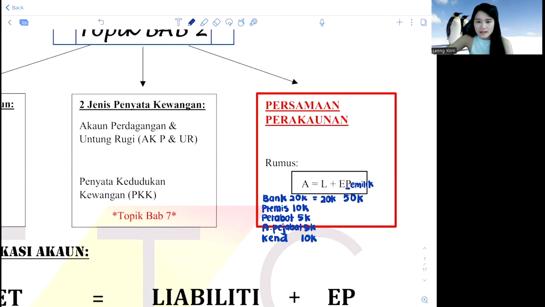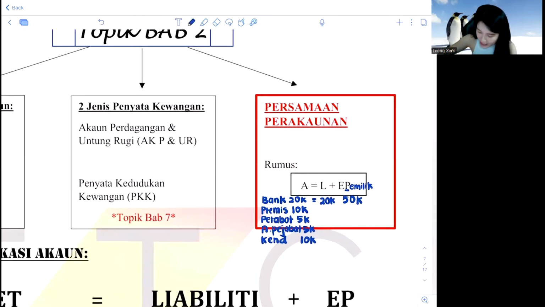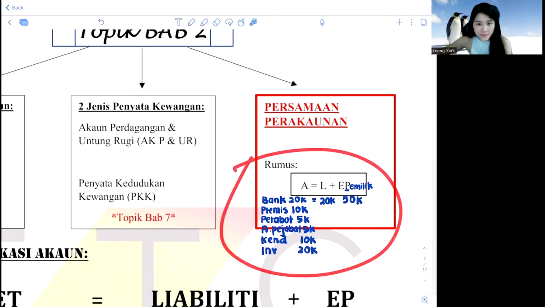So I borrowed the 20,000 and this money will go into where? The money will go into the bank. But I decided that no, I don't want to put it into my bank. Instead, I want to spend it on buying all my barang niaga, which I call inventory. And that is all for my shop.